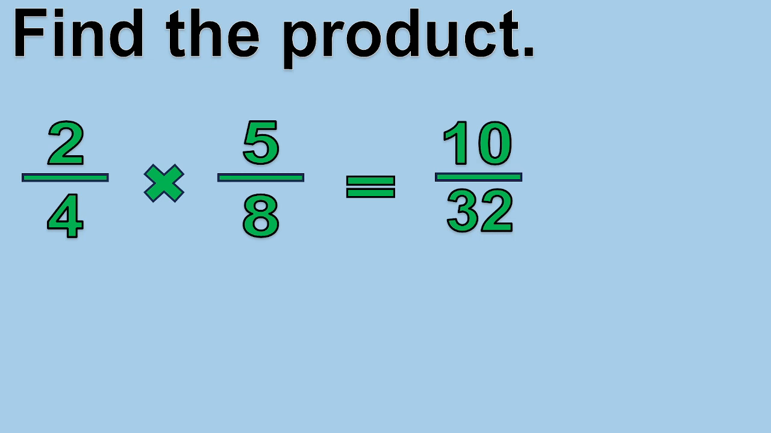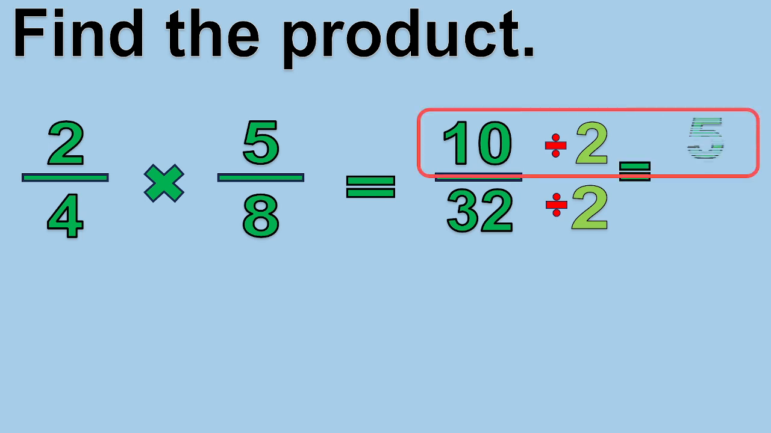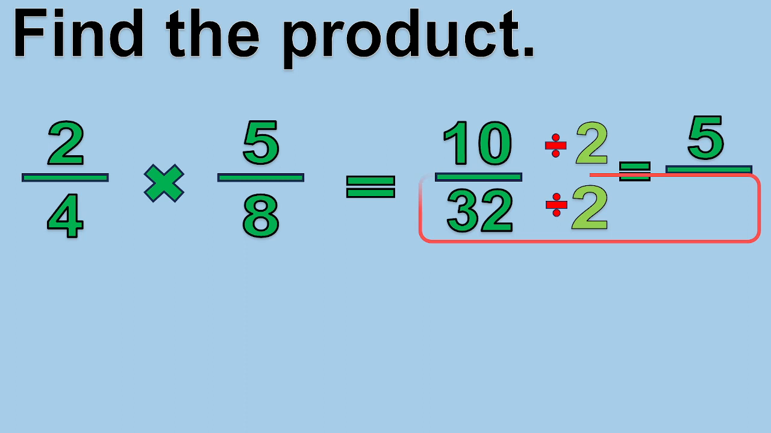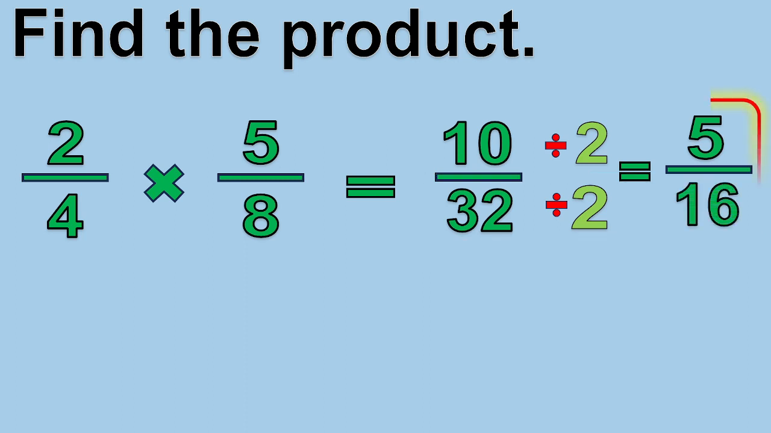2 is the greatest common factor of 10 and 32. So, divide both 10 and 32 by 2 to simplify. 10 divided by 2 equals 5. And 32 divided by 2 equals 16. Therefore, our final answer is 5/16.